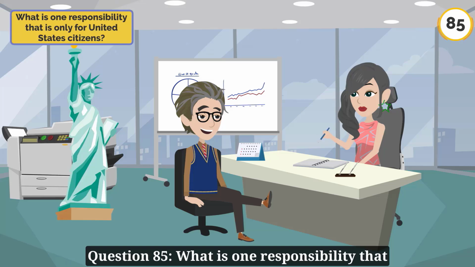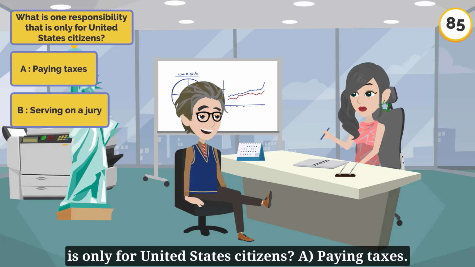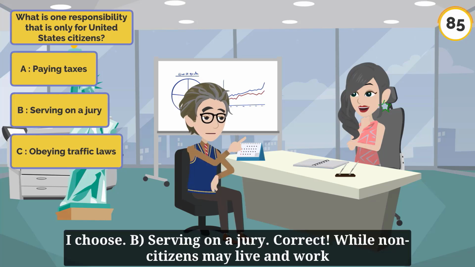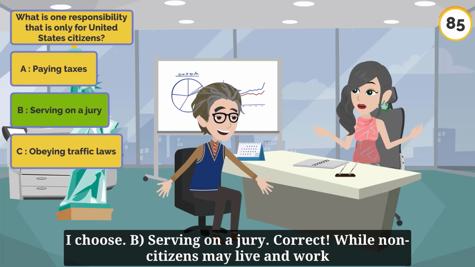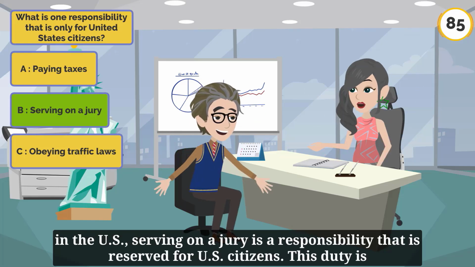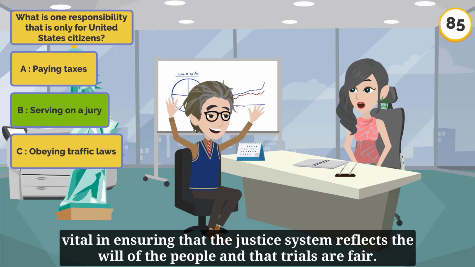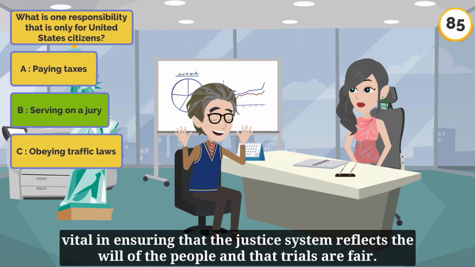Question 85. What is one responsibility that is only for United States citizens? A. Paying taxes. B. Serving on a jury. C. Obeying traffic laws. I choose B. Serving on a jury. Correct. While non-citizens may live and work in the U.S., serving on a jury is a responsibility that is reserved for U.S. citizens. This duty is vital in ensuring that the justice system reflects the will of the people and that trials are fair.